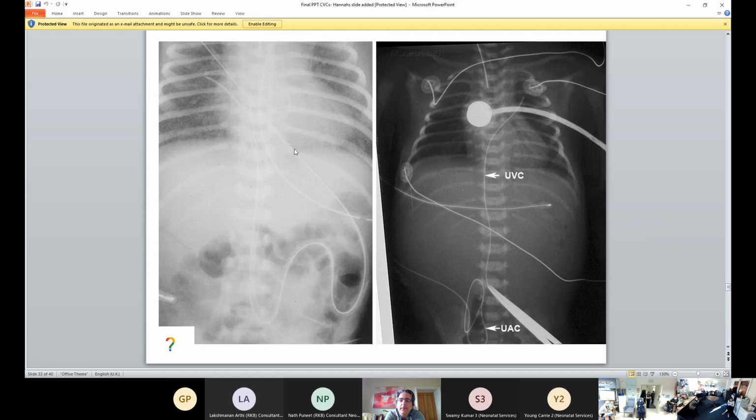This one, the quality is very bad, but the UVC has gone to the right atrium and then passed through the foramen ovale, coiled, and passed through the left atrium to the right upper pulmonary vein.